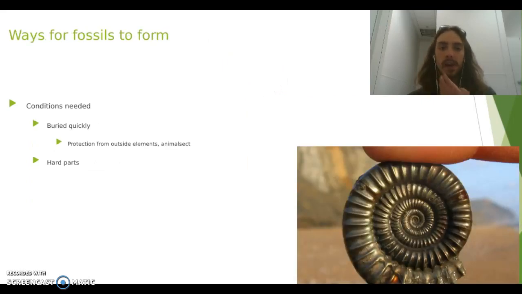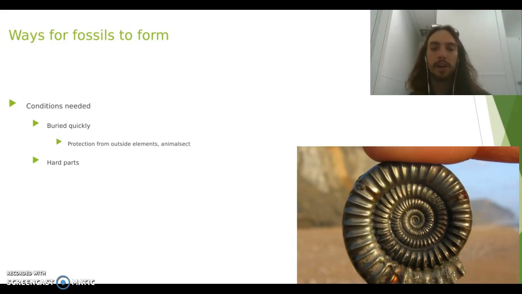So there are some ways for fossils to form. The conditions are very tricky because they need to be buried quickly so that they have protection from the outside elements, such as water, wind, heat, scavengers, all sorts of different things. You don't find a lot of fossils because it's just hard to find them because you need all these nice conditions for them to be able to form. A lot of the times, microorganisms will help to disintegrate those fossils, so they need to be buried quickly and they need to be buried in a protected area.